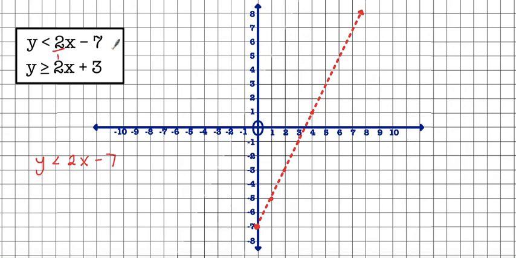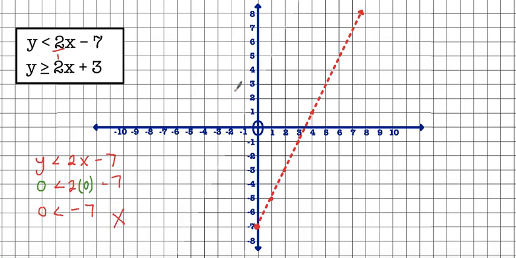And we're going to test out the coordinate 0, 0, so that means we're going to substitute x and y for 0. So 0 is less than 2 times 0 minus 7. So 2 times 0 is 0, and 0 minus 7 is just negative 7. So here we end up with 0 is less than negative 7, which is not true.